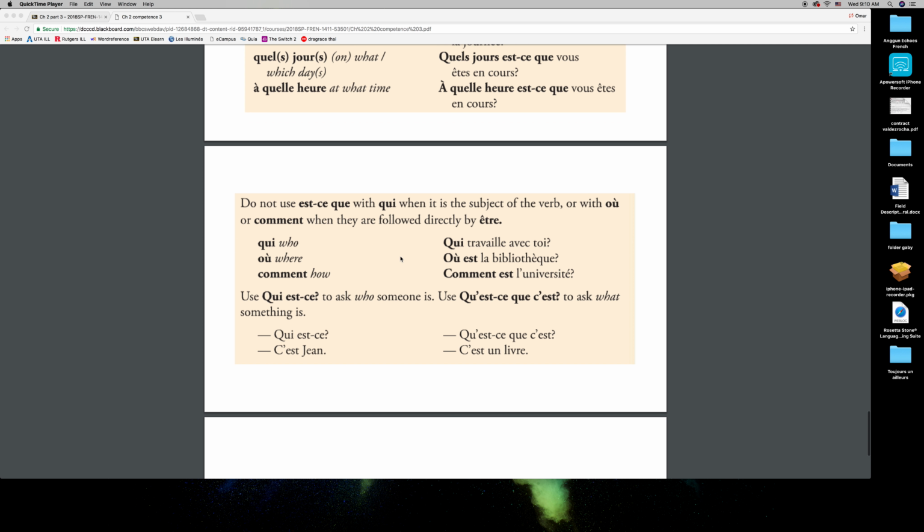There are some exceptions. There are qui, for example, right? Où sometimes will not use est-ce. Qui sometimes will not use est-ce, right? If the subject of the verb is what we're looking for, right? So qui travaille avec toi? Le prof travaille avec moi. Où est la bibliothèque? Here is the library. Comment est l'université? Right? So these are other ways of asking questions.